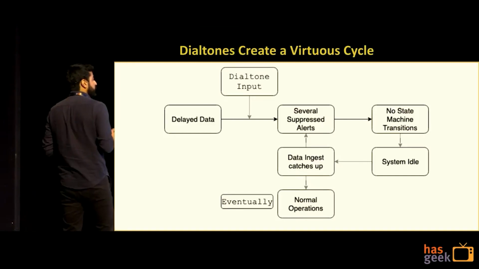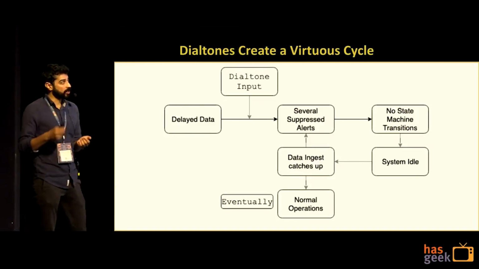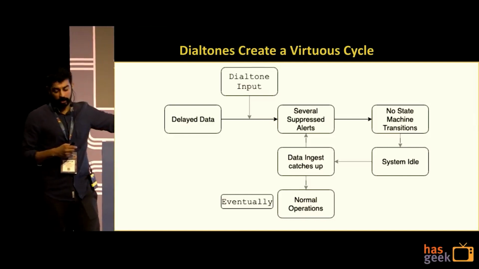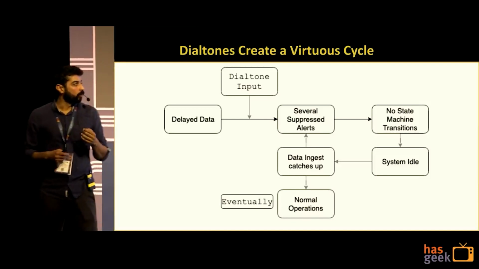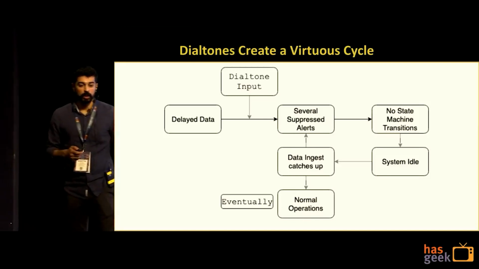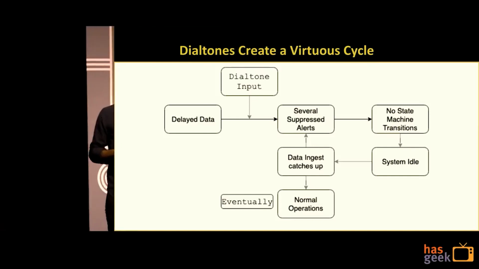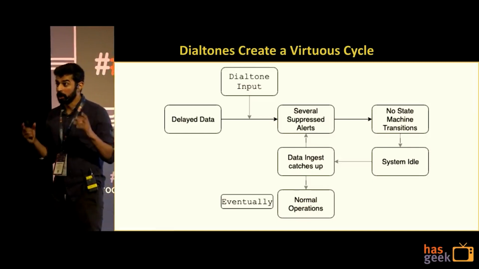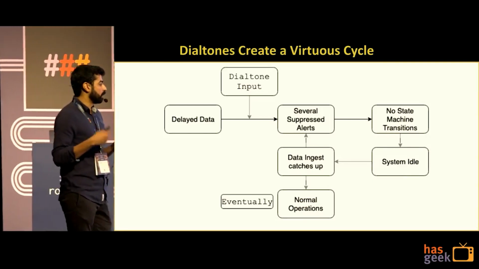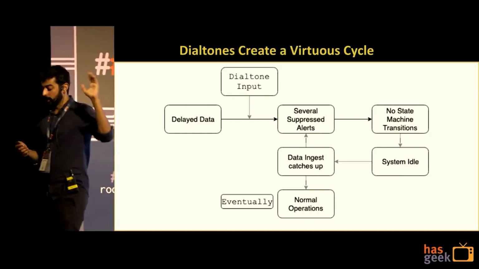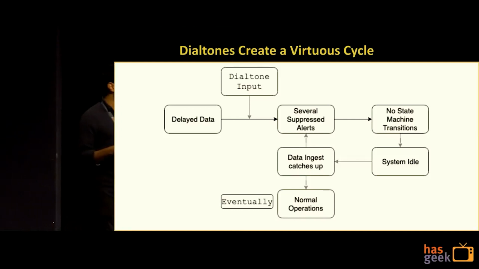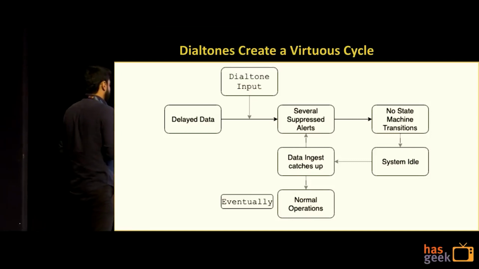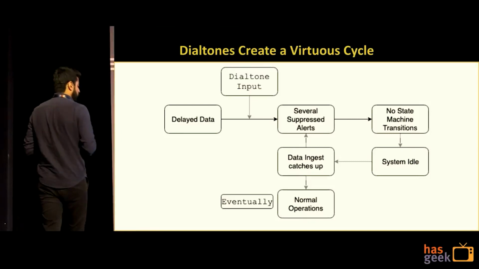So this was a really significant improvement, because it created, rather than a vicious cycle, a virtuous cycle. As a result of having dial tone input along with delayed data, we were able to suppress our alerts as opposed to having them trigger these state machine transitions that bog down the system. Because we were able to suppress the alerts, the system got a chance to recover, and data ingest was eventually able to catch up. And the thing that triggered this problem, the stimulus of delayed data, no longer existed. So we eventually transitioned back to normal operations as a result of implementing this really tight feedback loop distributed across a vast variety of our systems.